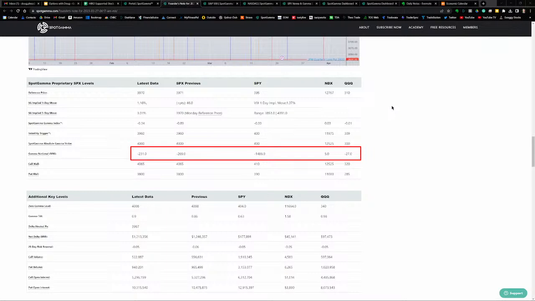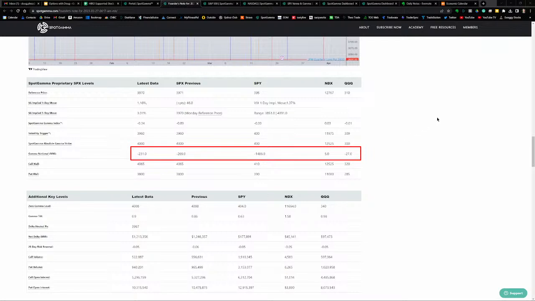All right, really significant, less negative overall. This is important to look at every day, understand at the beginning of the day how market makers are positioned on the gamma curve.